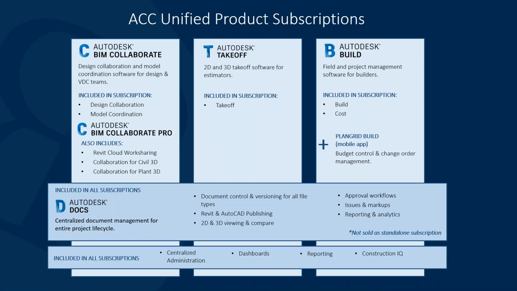But in summary, this slide might also look like something you've seen before. Autodesk Docs included in all above subscriptions. So in BIM 360 Collaborate, Collaborate Pro, Takeoff, Build, it is included. It gives you that centralized document management. And then we have BIM Collaborate Pro, ideal for your virtual design construction teams. It's got your design collaboration and model coordination. BIM Collaborate Pro then adds Revit Cloud Work Sharing and collaboration for Civil 3D and Plant 3D.